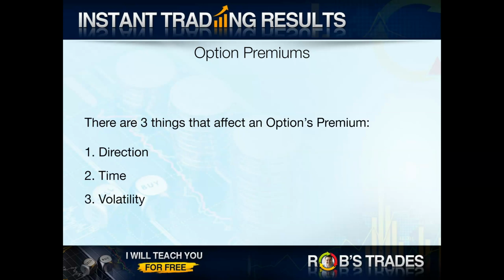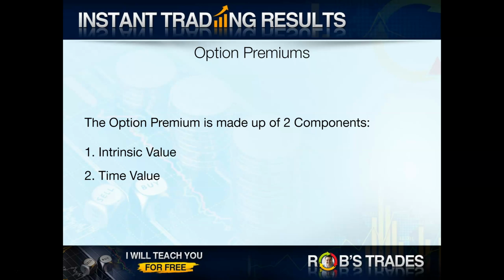There are three things that affect an option's premium. Firstly, direction. The direction of the stock affects the premium. Time, how long until the option expires, that affects the premium. And volatility, how much the stock's going up or down all the time, that affects the premium. Now the option premium is made up of two components. Very, very important to learn this. The two components are the intrinsic value and the time value.